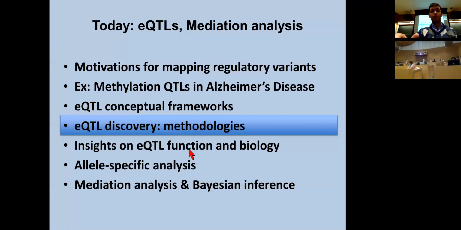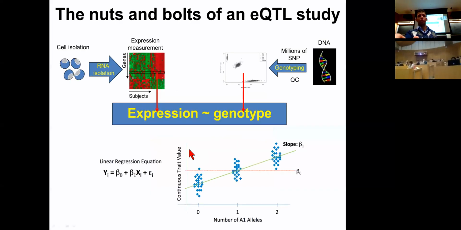Okay? And now let's talk about how we actually go about discovering these QTLs. The basic idea is that you isolate cells, you isolate RNA or DNA, and you measure methylation or histone modifications or RNA expression. And then you have a bunch of measurements across a bunch of individuals. So you measure all of these genes across all of these people. That gives you your expression matrix, just like we saw earlier. At the same time, you have your genotype matrix. You genotype each of the individuals, and then you simply count how many alternate alleles they have.